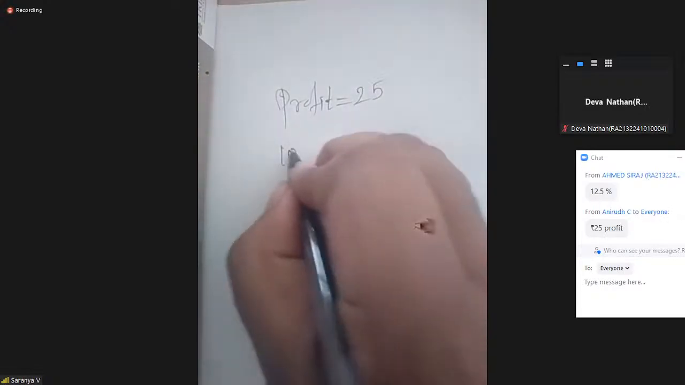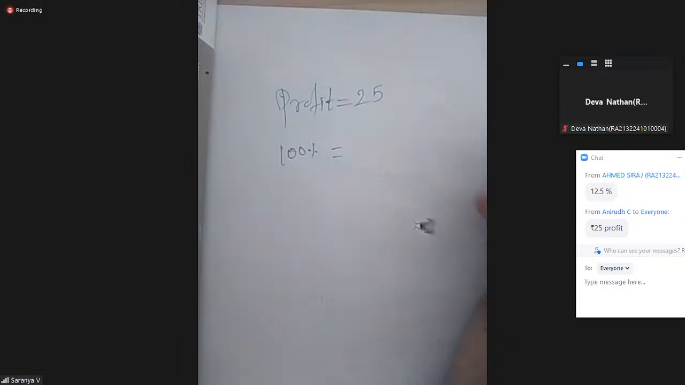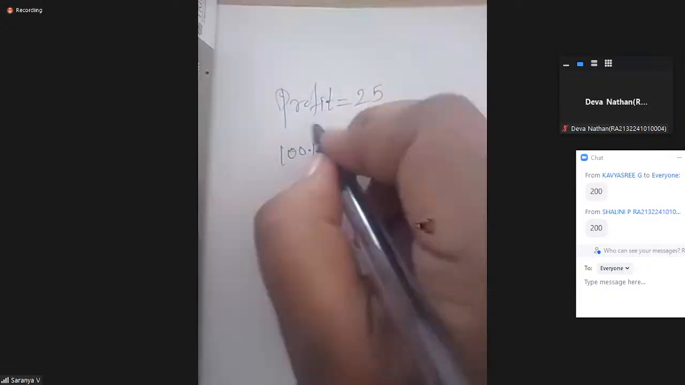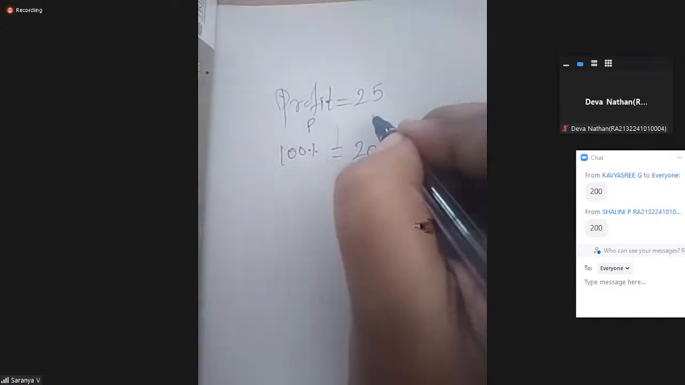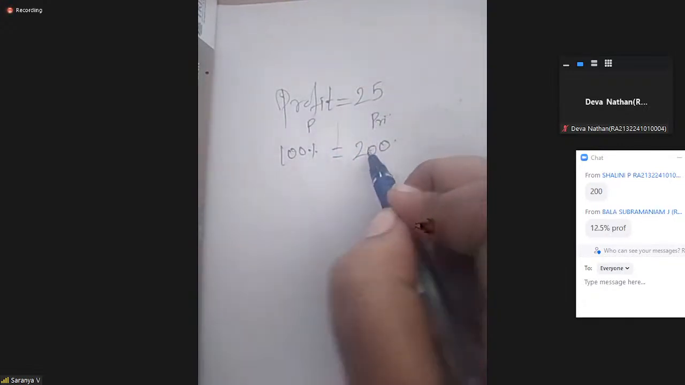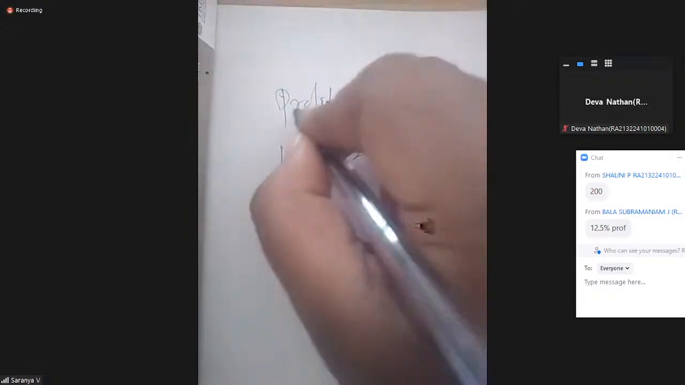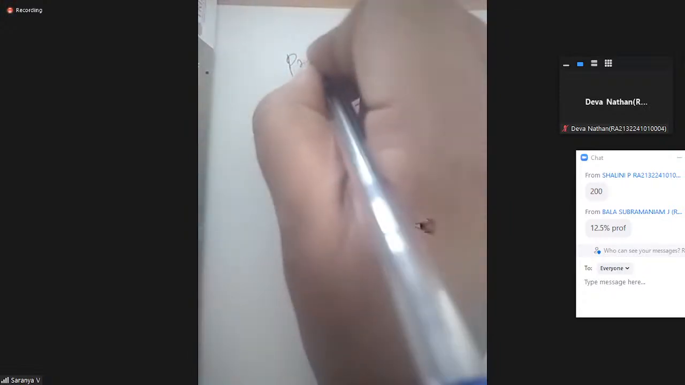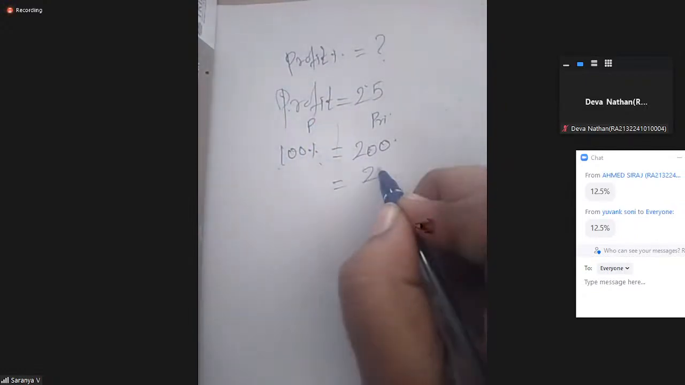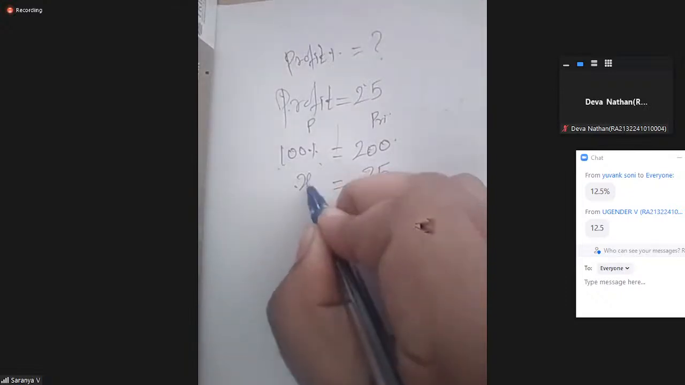Okay, what is the 100% amount in this question? 200 rupees, right. So list the percentage on one side and the price on the other side. This 200 rupees is 100 percentage. You have to find the profit and also the profit percentage, right? So this 25 rupees is how much percent? Can you find and tell me?